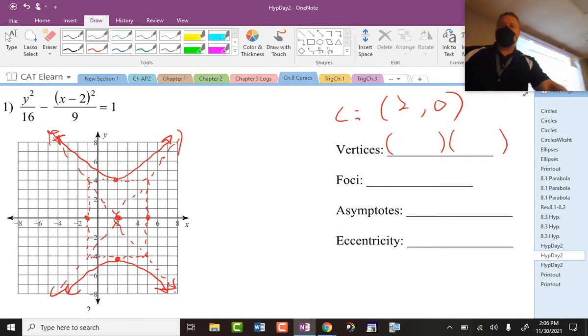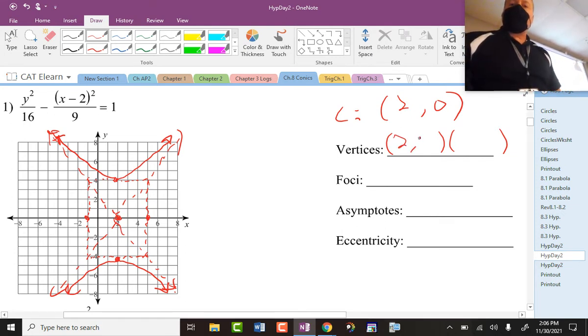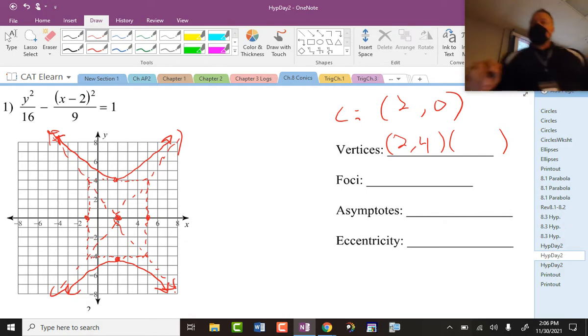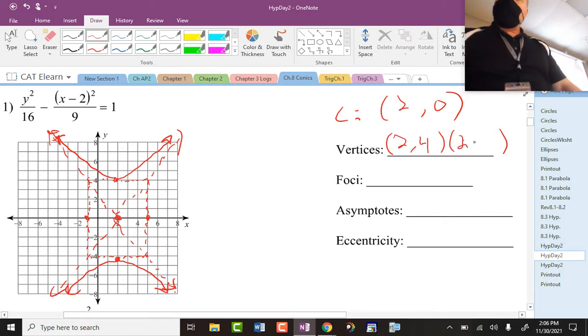2, 4, and actually, you don't really have to graph it. We can go over here, and I know you're going to get the next one right. I'm at 2, 0, and the vertices are move up 4 and move down 4. So they affect the y coordinate. So what's the other one? That's how you do it, and it's very simple. David, that was a little too easy.